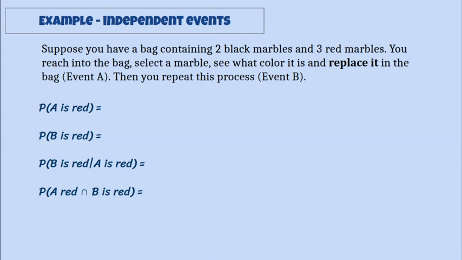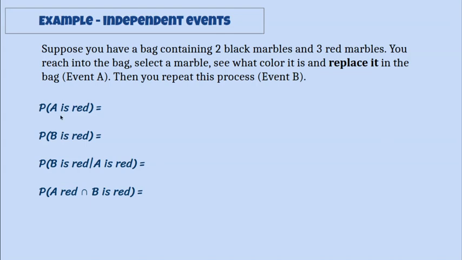Independent events are events that don't affect each other. So the first event doesn't have any bearing on the second event, meaning you could calculate the second event without knowing what the first event is. So if you have a bag with 2 black marbles and 3 red marbles, you reach into the bag, select a marble, see what color it is, and replace it in the bag. Then you repeat the process. So you just put the marble back every single time.